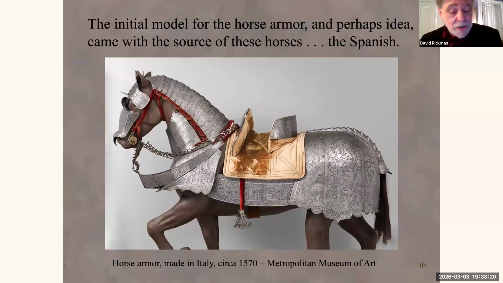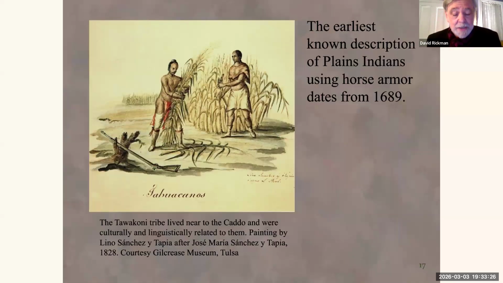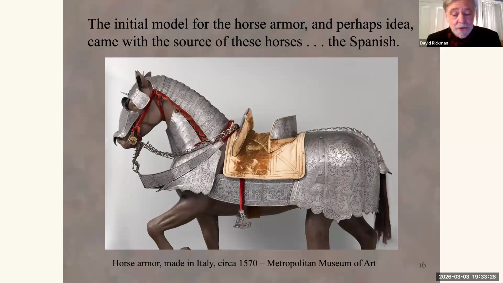We now understand that horse armor was used on the Great Plains for roughly a century, starting in the 1600s, until eventually it was made obsolete by the widening use of firearms by indigenous people. But the initial model for horse armor, and perhaps the idea, came with the source of these horses, the Spanish conquistadors. And while I'm aware of recent developments pointing to the adoption of horses by Plains Indian tribes even before they encountered the Spanish themselves, that's not quite relevant to this story.